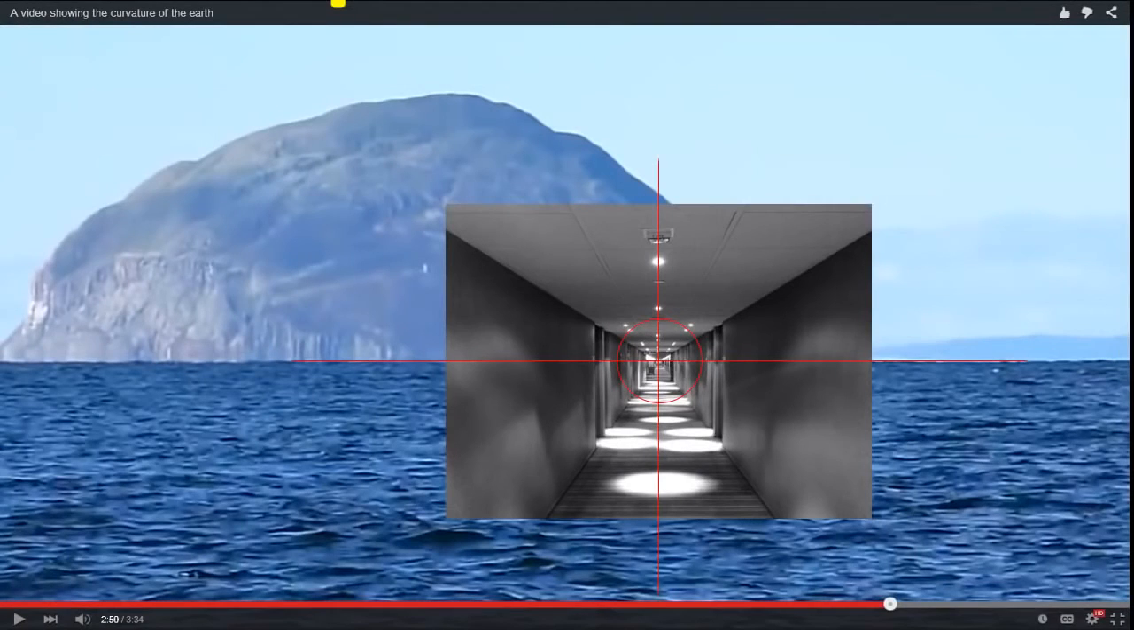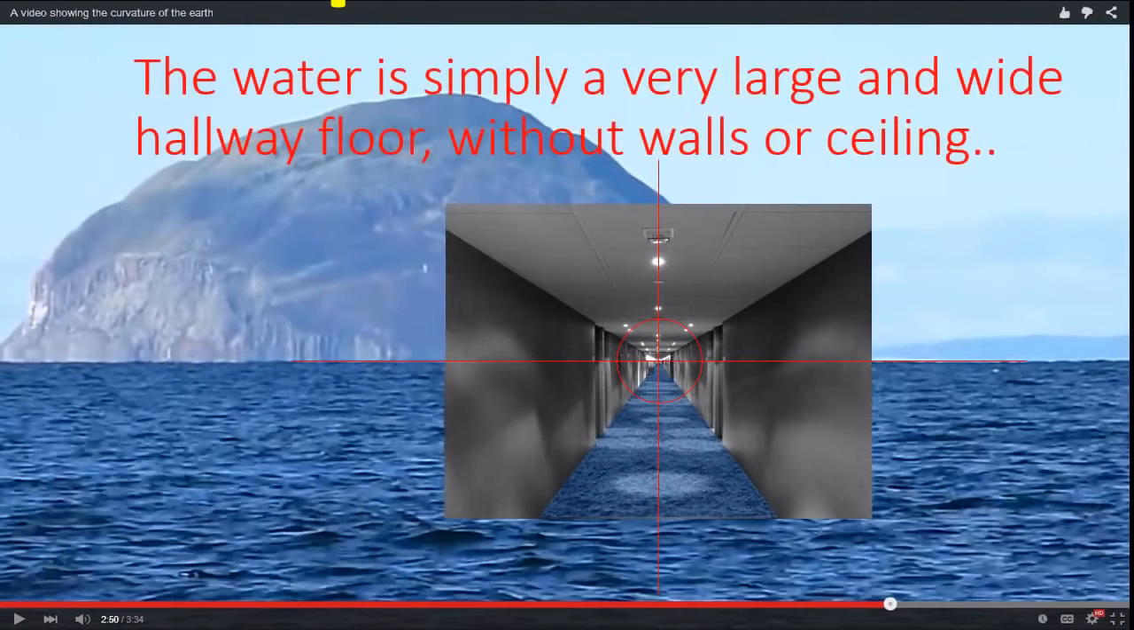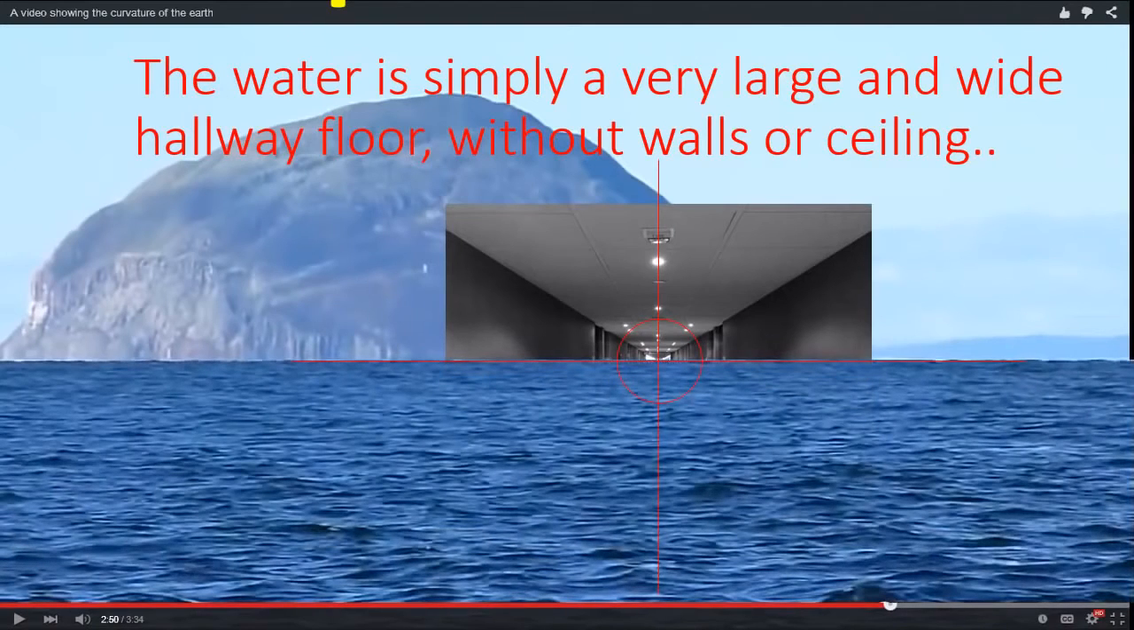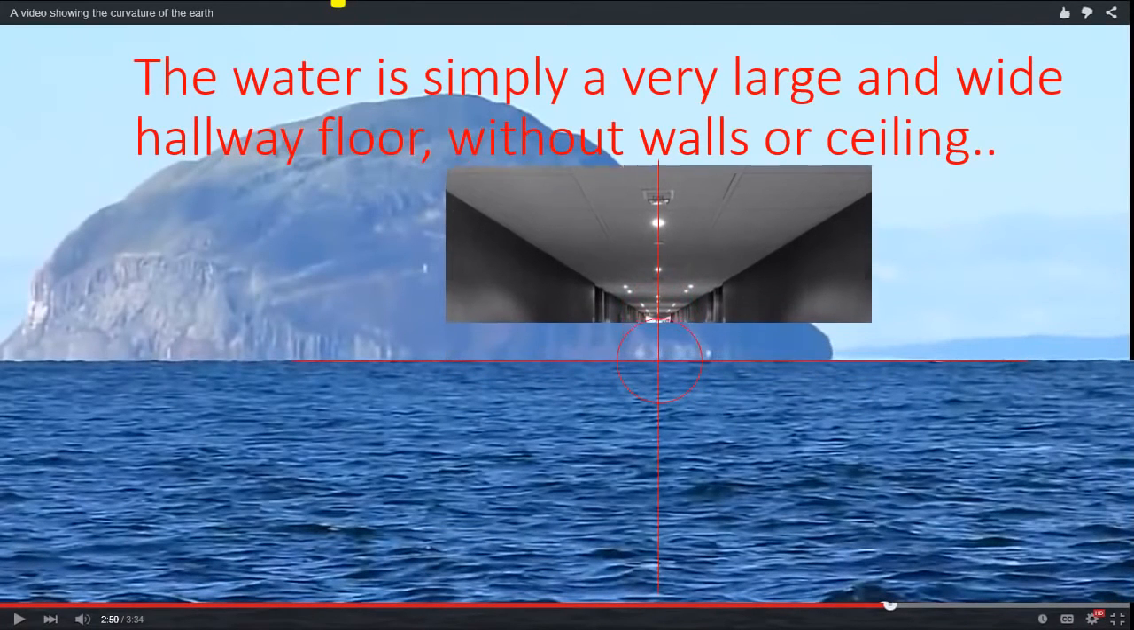And then I take this hallway, I fill it with water and spread it out so that it equals the horizon up to the horizon line, and then remove the top half and you have the same lower plane horizon, as I call it.